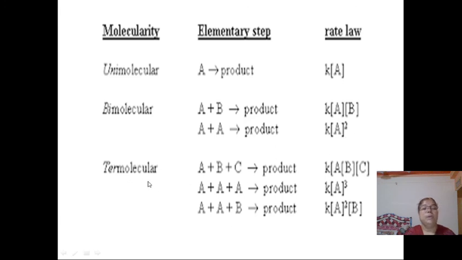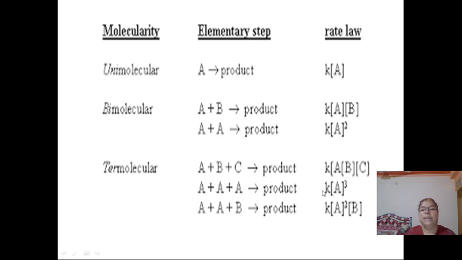And in the case of a termolecular reaction, three molecules take part in the chemical reaction, and either the three molecules are the same, or all three are different, or two are the same and one is different. Here termolecular reaction means three molecules react to form product, and the rate law equation in this case is rate equals K[A] into [B] into [C].